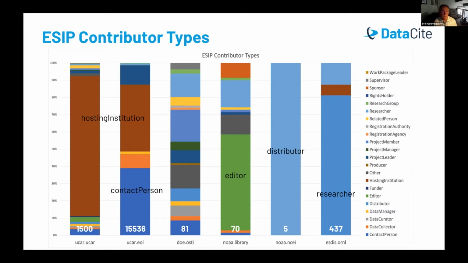Two groups from NOAA, the library first, is mostly using editor, although also a distribution of quite a few. NOAA NCI is just getting started in acknowledging contributors. They're using the distributor type. And then ORNL is using primarily researcher in their records. Now I'll turn it over to Kelly to talk about what's happening with contributor type metadata at DataCite.